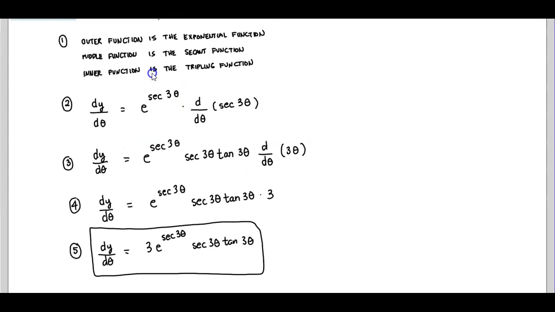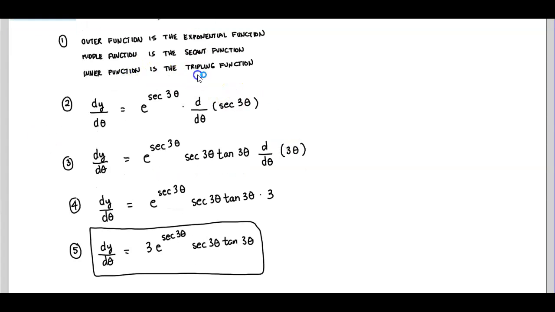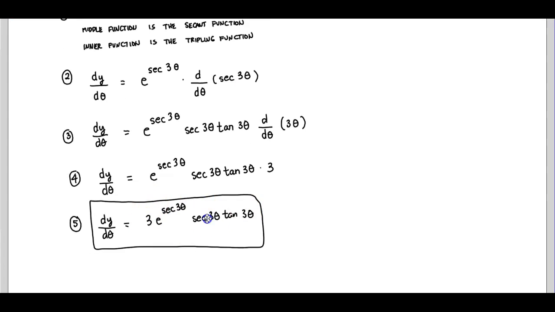Now again, we started with the outer function, which is the exponential function. The derivative of e to the secant 3 theta is e to the secant 3 theta, times the derivative of the middle function, which is the secant function. The derivative of the secant function of 3 theta is secant 3 theta tangent 3 theta. And then we found the inner function, which is the tripling function. So the derivative of 3 theta was 3 to give us this result.